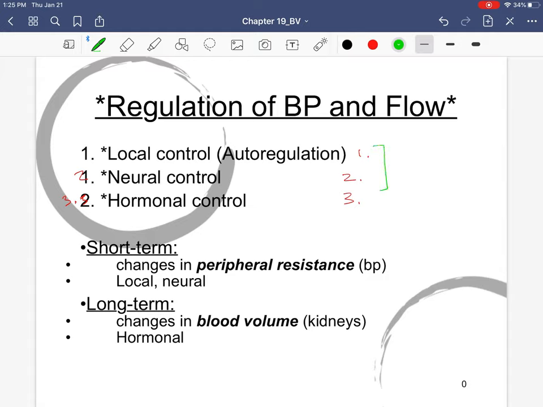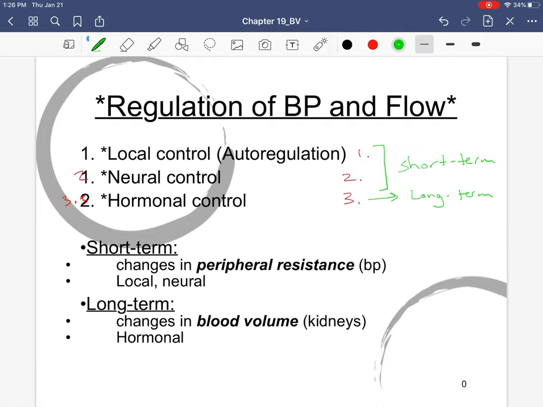We can also divide these three mechanisms up into short-term and long-term. The first two ways are local control and our nervous system control. Well, these are short-term regulators. And then the hormones are our long-term regulators. And I think this makes sense. The nervous system acts very quickly. It's a short-term regulator. Hormones take longer, right?